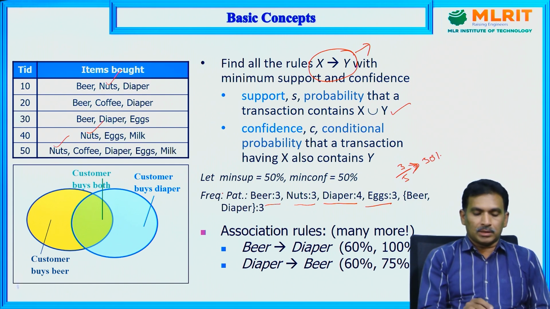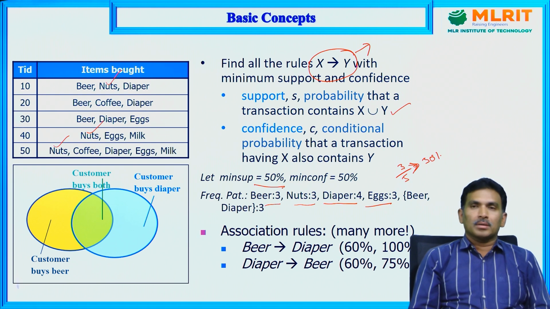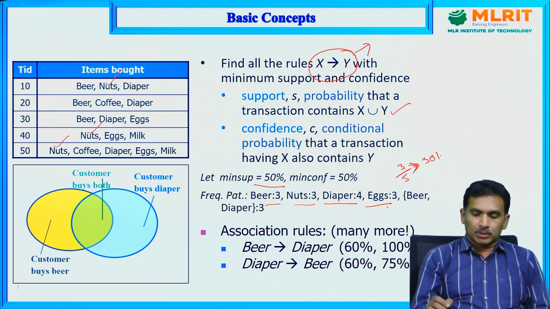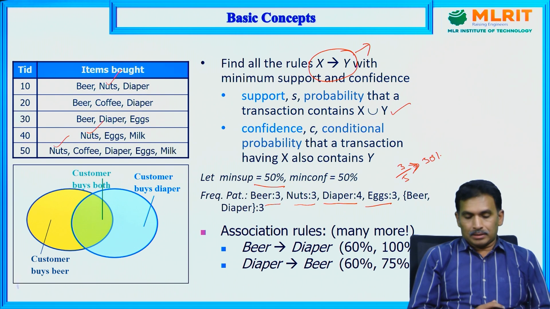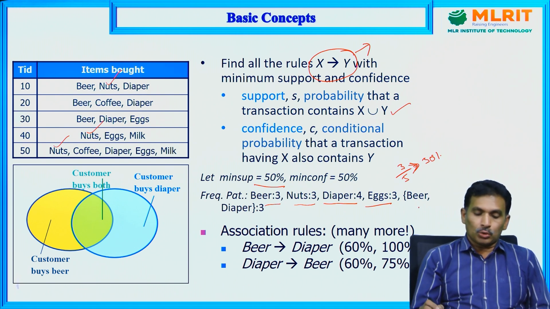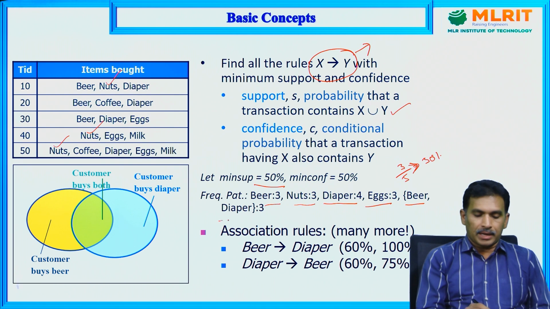That is because the minimum support should be 50%. So these are all the items whose frequencies, the support count, is greater than or equal to 3. Next, another 2 item set, like beer and diaper.